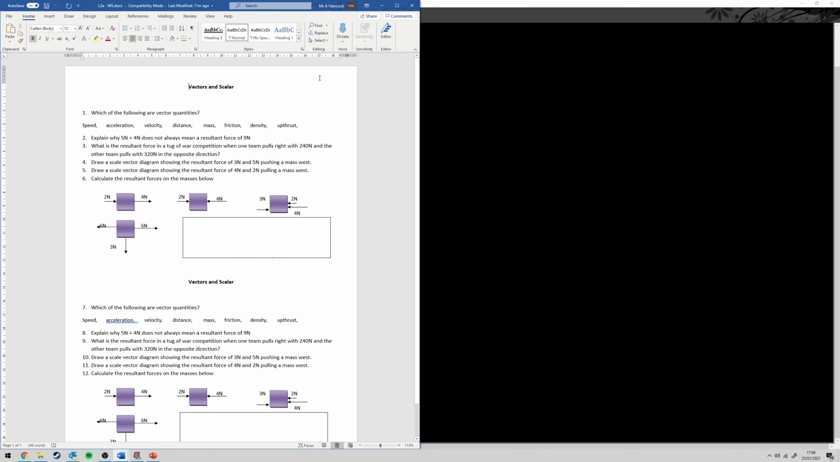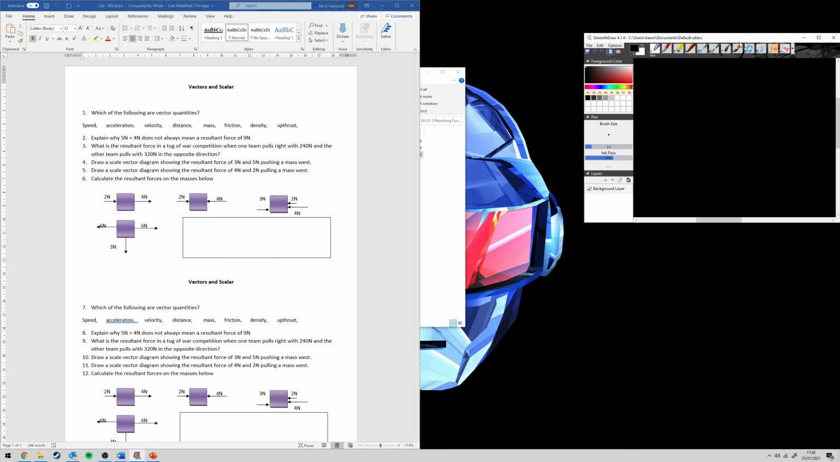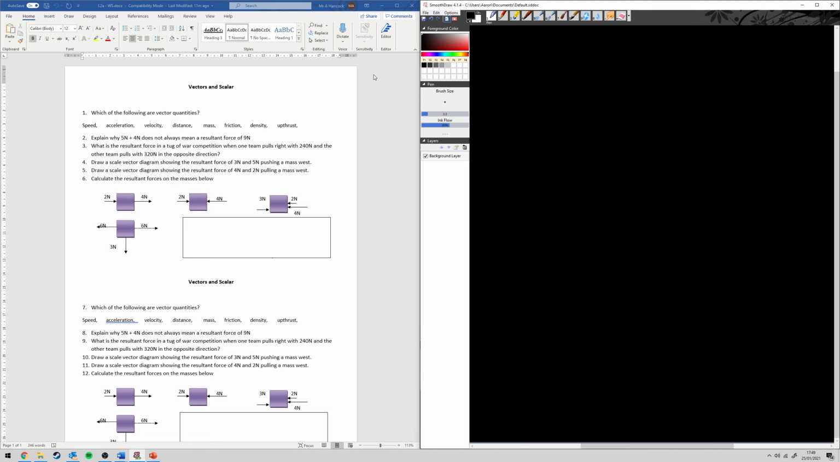So, which of these following ones are vector quantities? Now, hopefully we are okay with this because we did this last lesson. And on the right here, we will calculate the resultant forces for some of these.